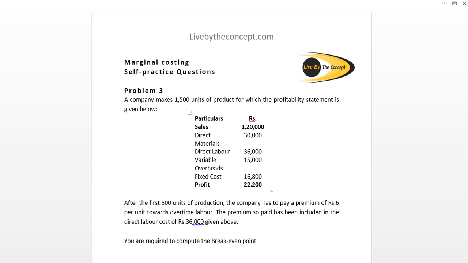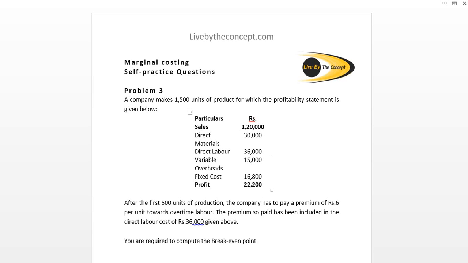After first 500 units of production, the company has to pay a premium of rupees 6 per unit towards the overtime labor. The premium so paid has been included in the direct labor cost of rupees 36,000 given above. You are required to compute the break-even point. Now what's the formula for the break-even point? It is fixed cost divided by contribution per unit.